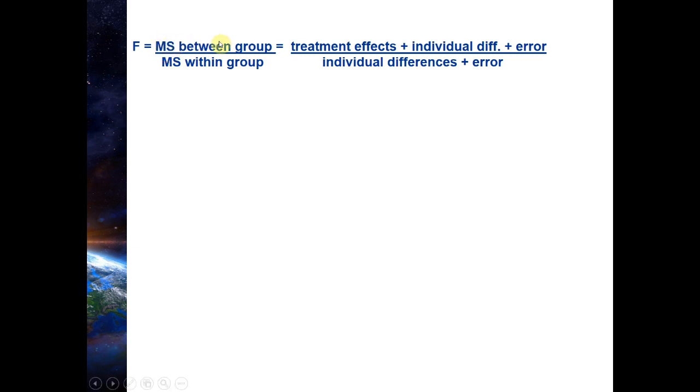So when I say MS between group, MS within group, that's the same thing as saying variance between the groups, variance within the groups. And of course, the variance between is looking at the variability between the means. And so it's treatment effects plus individual differences plus error. MS within the groups, that's variance within the groups, and that looks at the variability of the scores. First, separately for each group, and then we get an average or pooled variance.